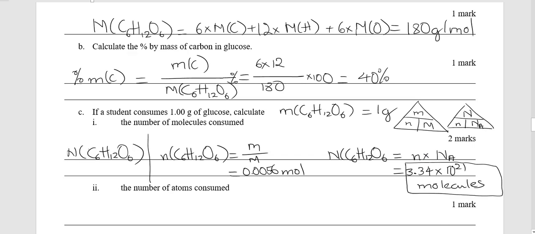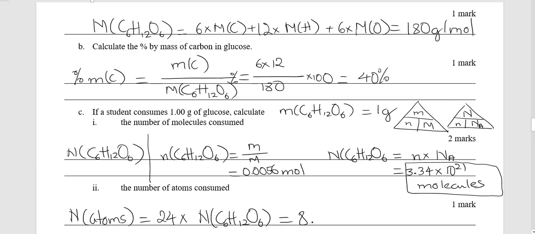Ooh, okay. Number of atoms. Number of atoms is also big N. And if you look at the formula of glucose, you have 6 carbon, 12 hydrogen, and 6 oxygen. So the total number of atoms in one molecule of glucose would be 24. So if I want to work out the number of atoms in 1 gram of glucose, I just need to multiply the number of molecules by 24. And I'm just going to use the answer from the previous part.